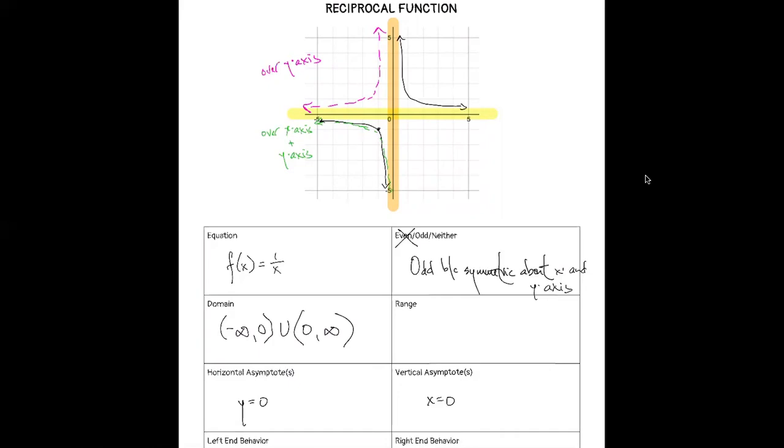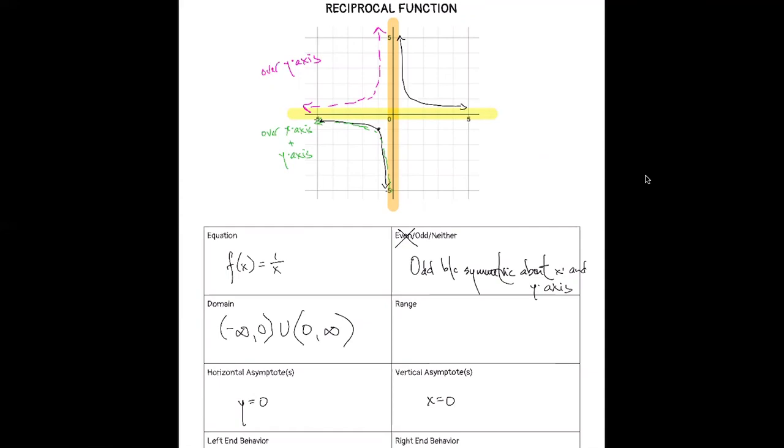Well, what about the range? It turns out that the horizontal asymptote tells us about restrictions on the range. We can go from negative infinity all the way to 0, but we don't want to include it, so parentheses, and from 0 to infinity.